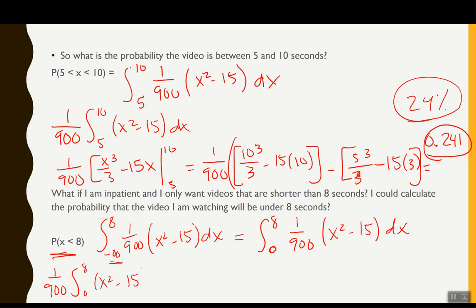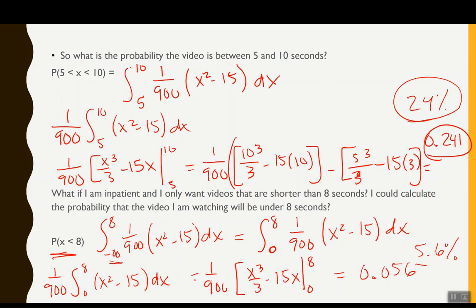And then I will evaluate it. The nice part is we already knew what our integral was, but if I evaluate that from 0 to 8, I would get 0.056. So that means that there's only a 5.6% chance that this video is going to be less than 8 seconds long. And let's be real, we all know that we never make an 8-second video. We usually end up making a bunch of 15-second videos all streamed together. So we knew it was pretty unlikely that we're going to find an 8-second video.